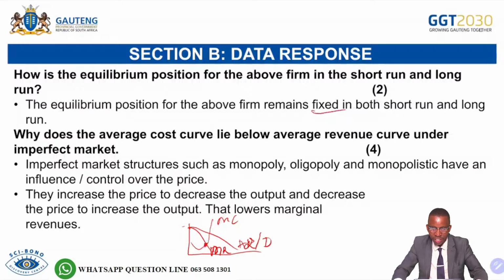Imperfect market structures such as monopoly, oligopoly, and monopolistic competition have an influence or control over the price. They increase the price to decrease the output and decrease the price to increase the output. That lowers the marginal revenue. So that question is familiar for exam formats. Be able to answer why the MR always lies below AR under the monopoly or any other imperfect market structure.